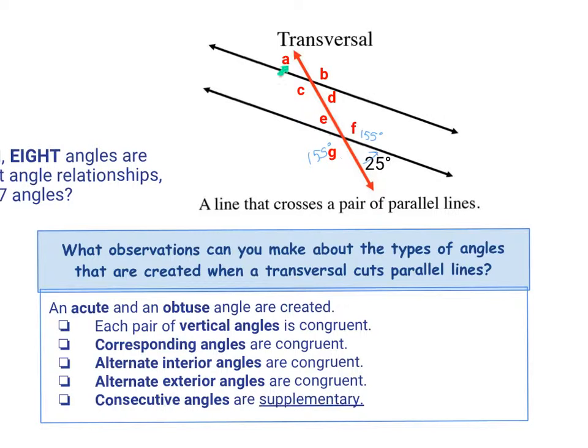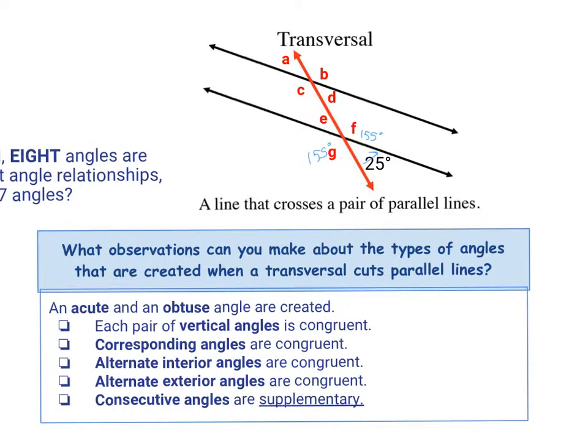And the reason for that is because if this angle is 25, then we know this one has to be 155 because they are supplementary, which means that together they add up to 180. They're on the same line. And if this is 155, then angle E has to be 25 degrees because together these two are on the same line.